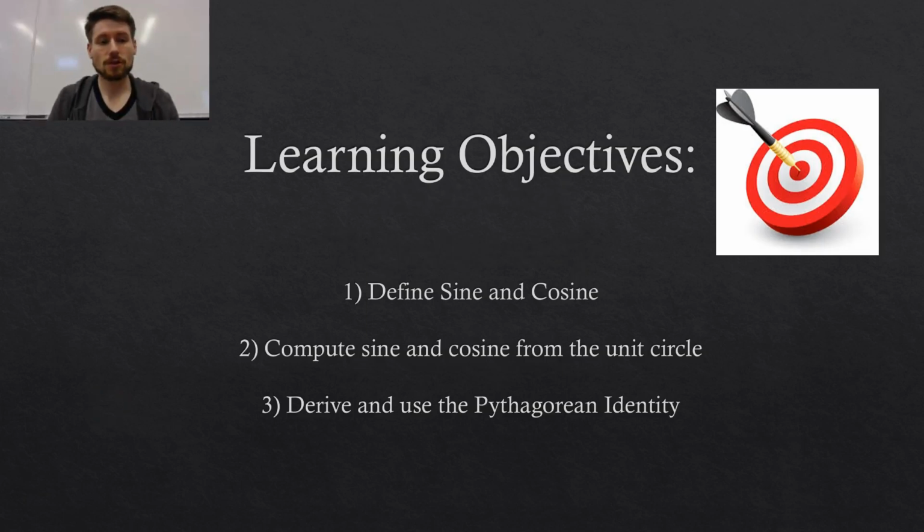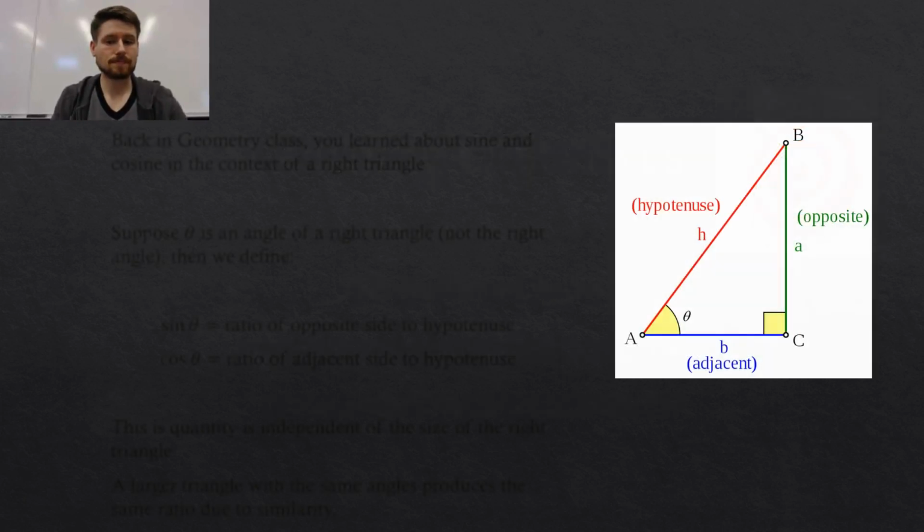Our learning objectives are to 1, define the two functions, sine and cosine, and 2, compute sine and cosine using the unit circle and their definitions. And lastly, we're going to derive and use a very important identity involving sine and cosine, called the Pythagorean identity. We'll understand why it's called the Pythagorean identity when we come to it, and why it's useful for relating these two functions.